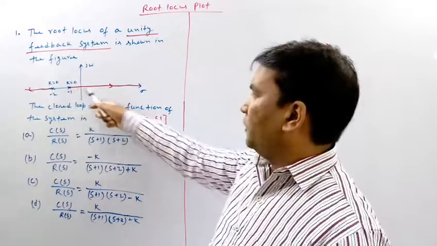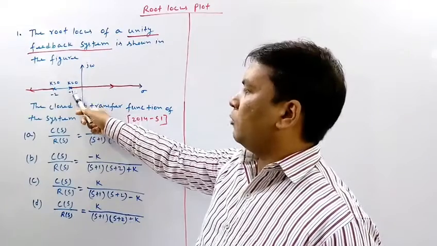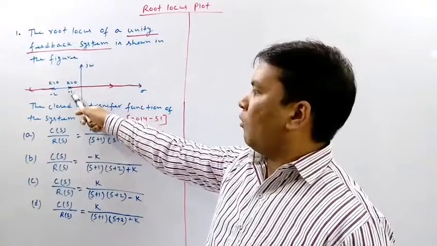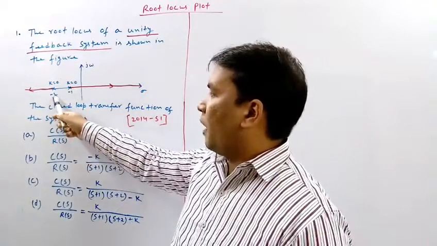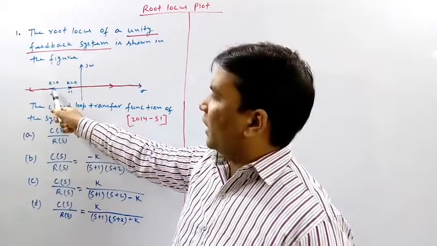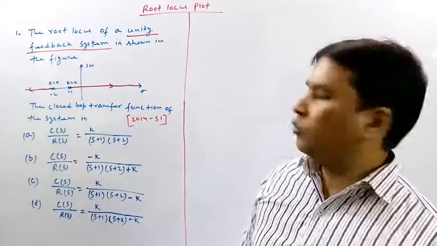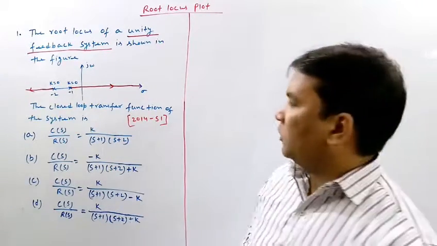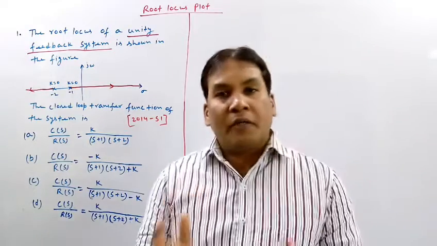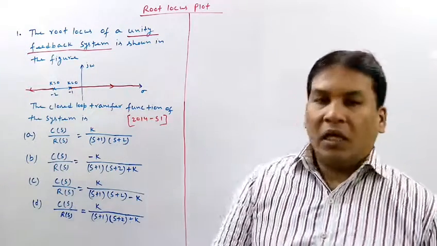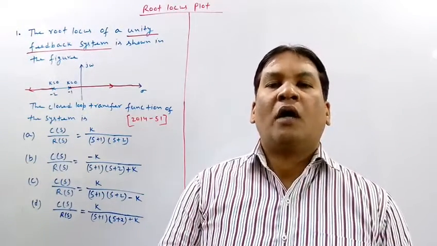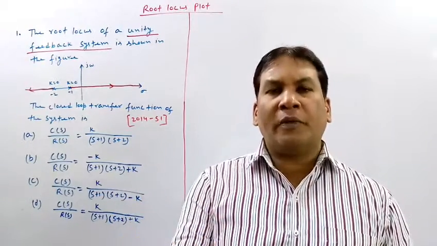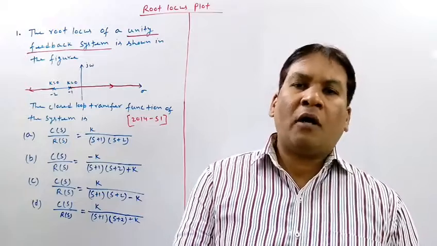The branch of root locus shown on the real axis right to pole -1, and the branch of root locus on the real axis left to pole -2, both will not exist actually. Why will both not exist? Because a branch of the real axis, right to which the total number of poles and zeros is odd, will only be part of the root locus.